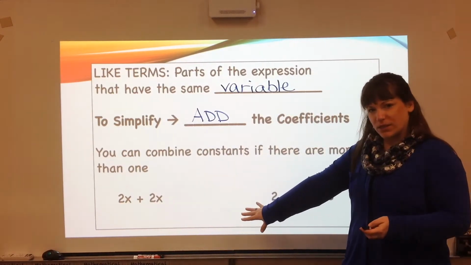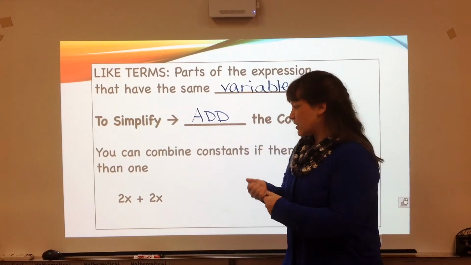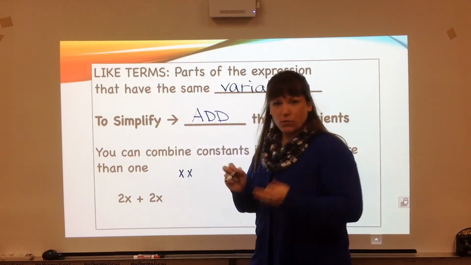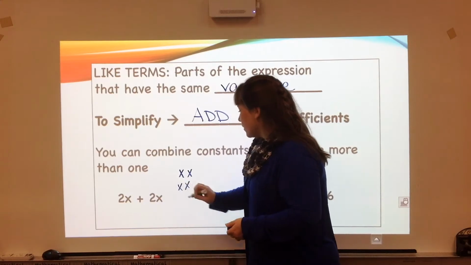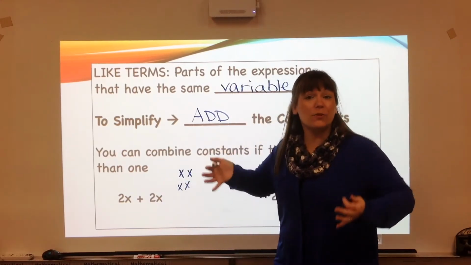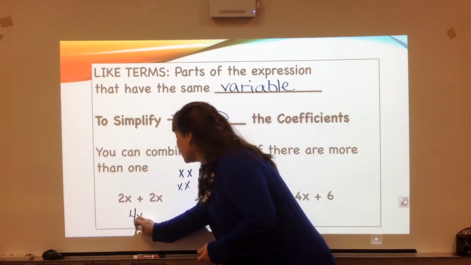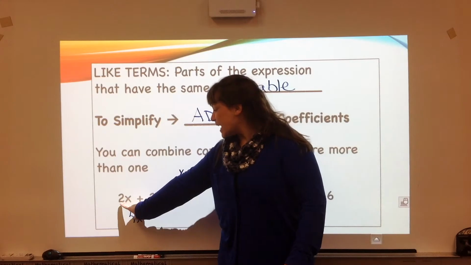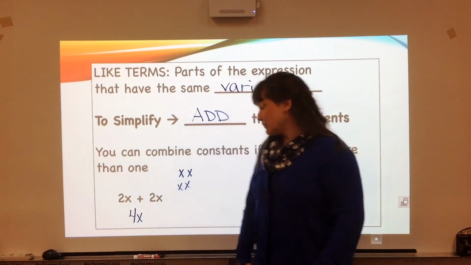So let's do a couple of examples. So right over here, we have 2x plus 2x. If I were to draw 2 x's out, that will represent 2x. And then we have another 2x. How many x's do we have altogether? We have 4 x's. We can show that with just the coefficient 4. So what we ended up doing is adding 2 and 2, and we just drag the x down.